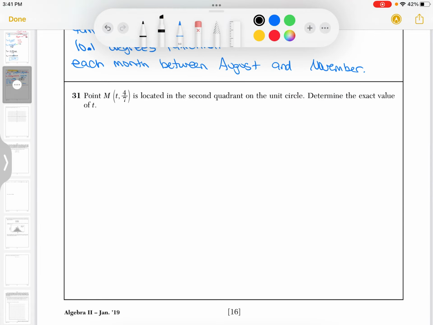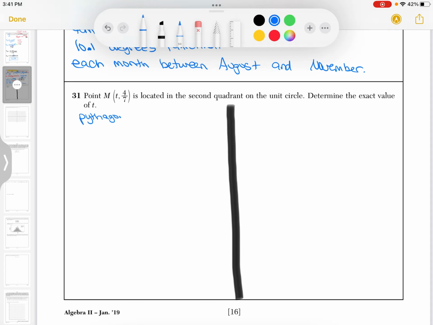All right, number 31. This is going to be a lengthy part of the video, but I'm actually going to show you both ways that you can solve this one. First one is going to be the Pythagorean identity.